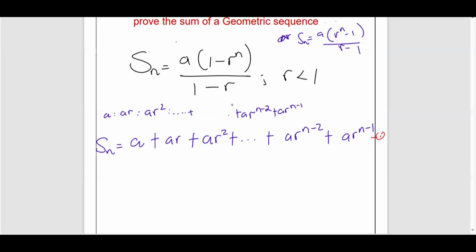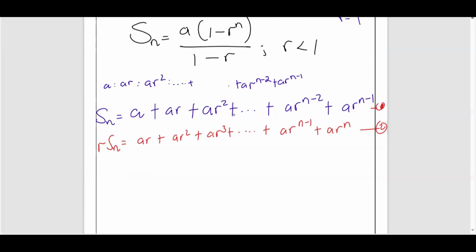So on the left-hand side, I'll have r Sn, and then I'll have ar, then ar squared, then ar cubed, and so on. I'll be left with ar^(n−1), and then ar^n as my last term, now that I've multiplied through by r. Now, this is our equation 2. Whenever we're dealing with the sum of a geometric series, we have to subtract equation 1 and equation 2.